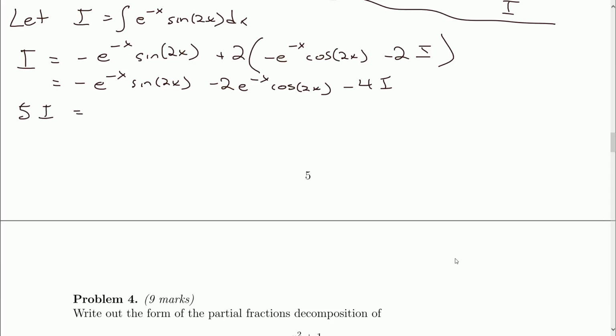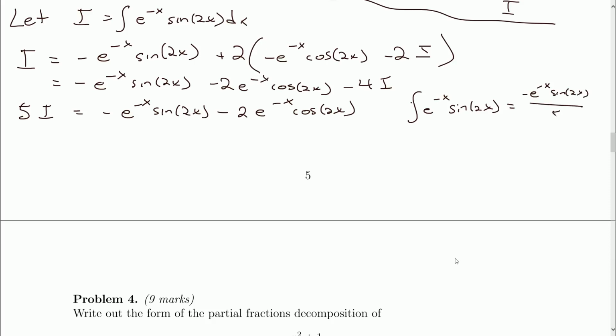So I'll get 5i is minus e to the minus x sine 2x minus 2 e to the minus x cos 2x. Dividing by 5, the antiderivatives that I want are going to be minus e to the minus x sine 2x over 5 minus 2 e to the minus x cos 2x over 5. I only have so much space. Since I'm running out of space, I'd probably use some of the blank sheets that we're going to give you at the back of the exam. But there we go. I've got an antiderivative.